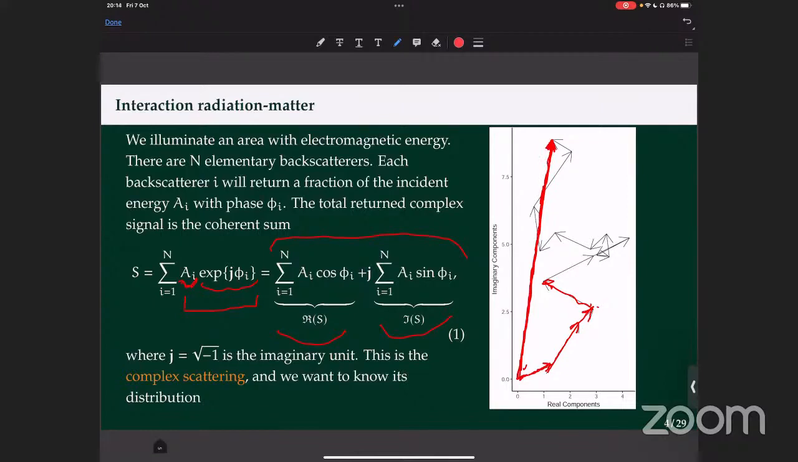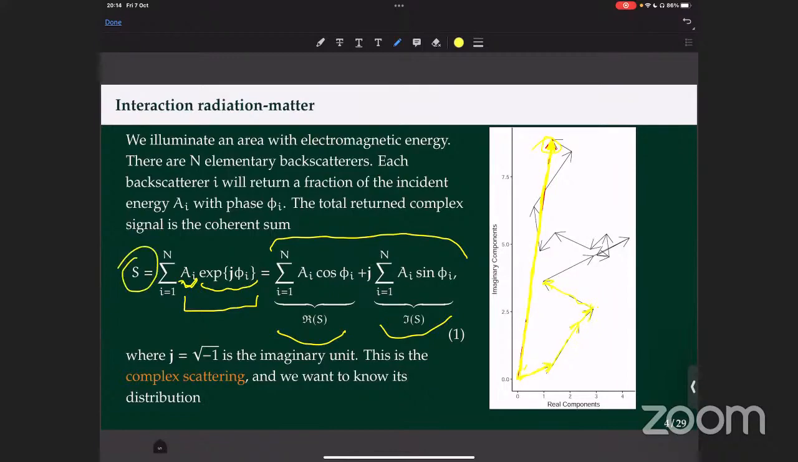So at a certain pixel, we are talking about an elementary component of our image. At a certain pixel, we will have this complex number. This happens pixel by pixel. So if we want to know what was in the target, and we know the frequency, the polarization, all the details about the signal we emitted, we have at our sensor this information S, which is a complex number.